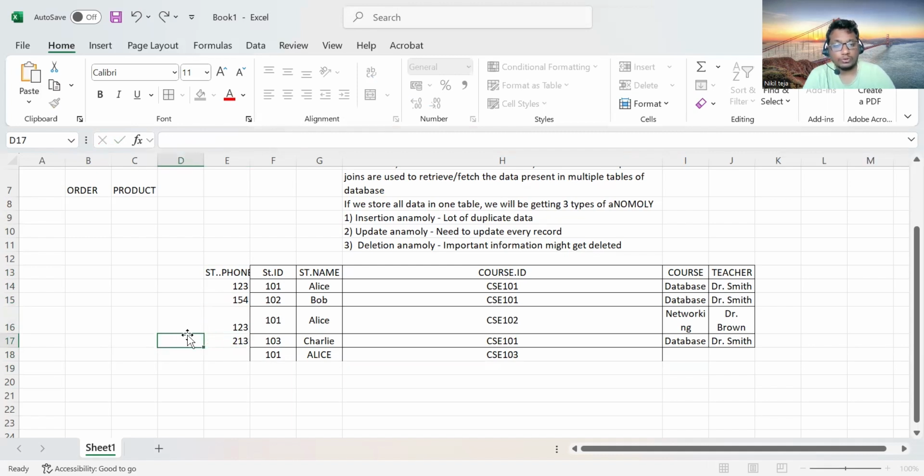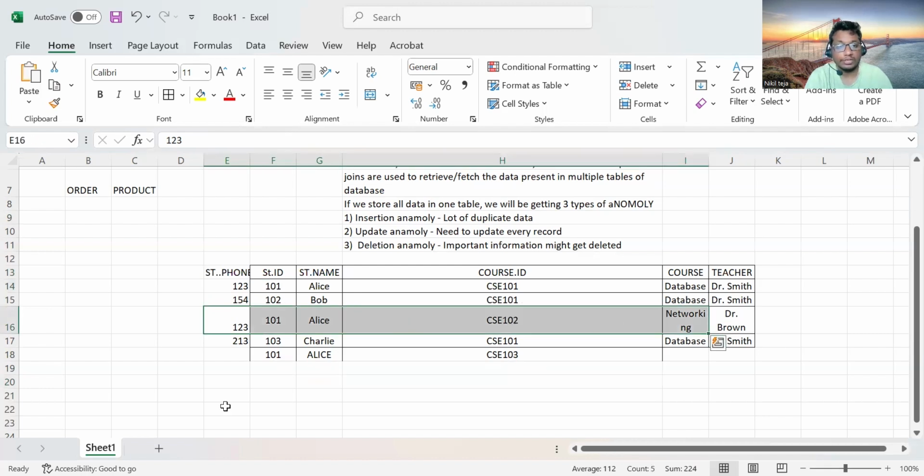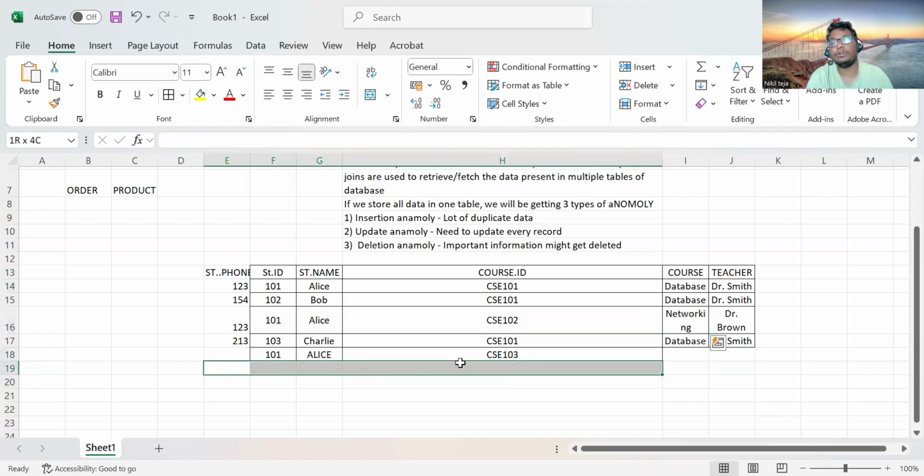So what will happen here is that in order to enter a student ID, we have to enter all the duplicate data, right? We already have Alice's data in the first record only, but it got repeated here again. Why? Because he enrolled in another course. It will be repeating again because he will be enrolling in the third course too. We want only the student ID, but we are getting the duplicate data of name as well as phone number.